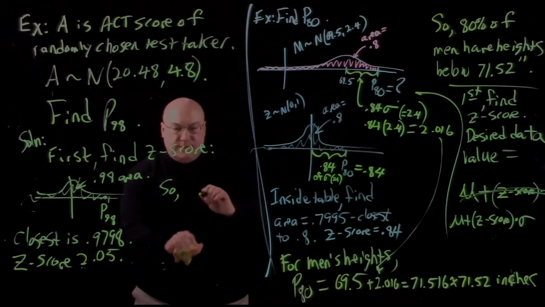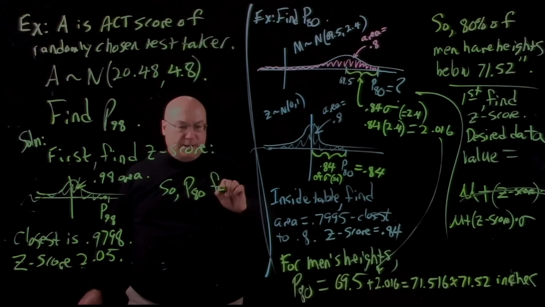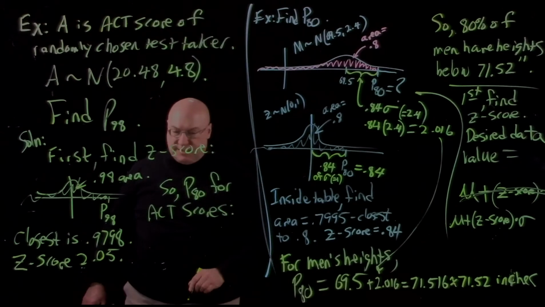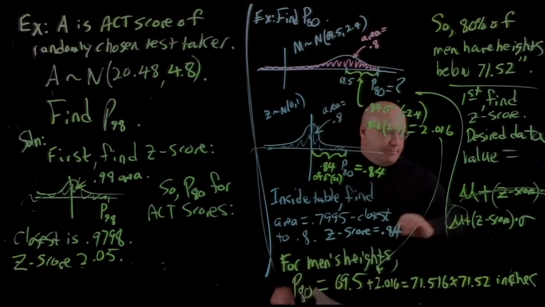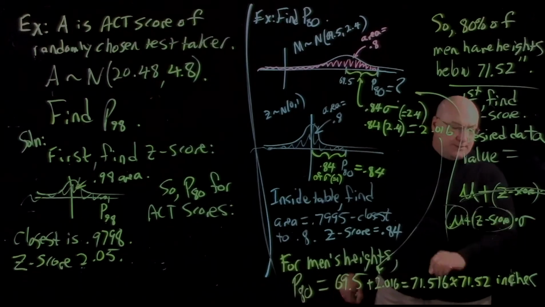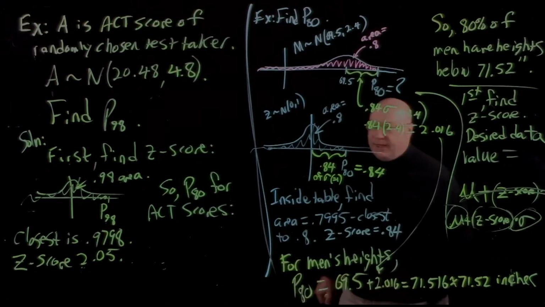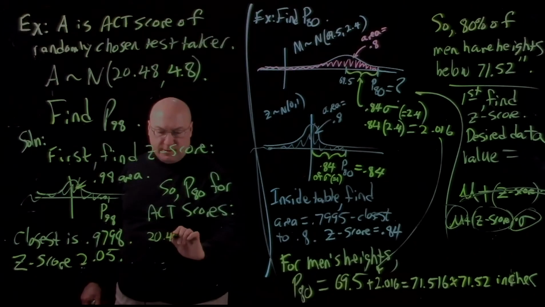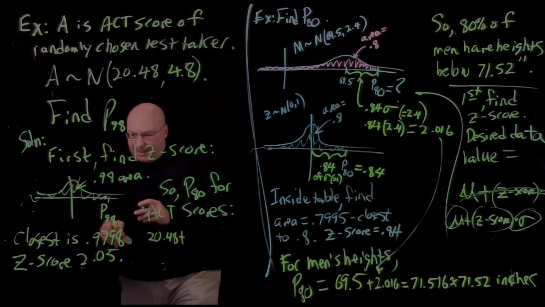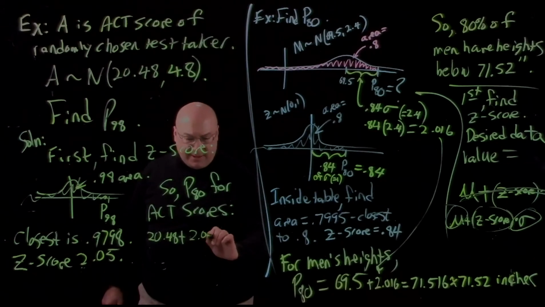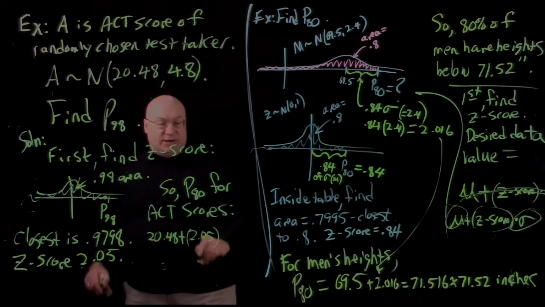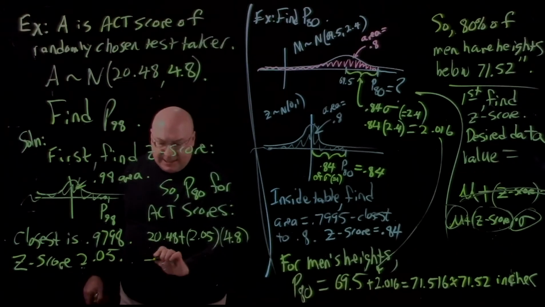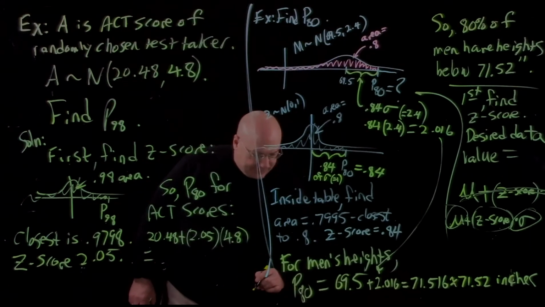So P98 for ACT scores is, what do I do? I take the mean for ACT scores, I take the Z-score I found, I multiply by sigma, and then I add them. So I take the mean, which is 20.48, plus that Z-score, 2.05, times the standard deviation, 4.8. And you get 30.32.